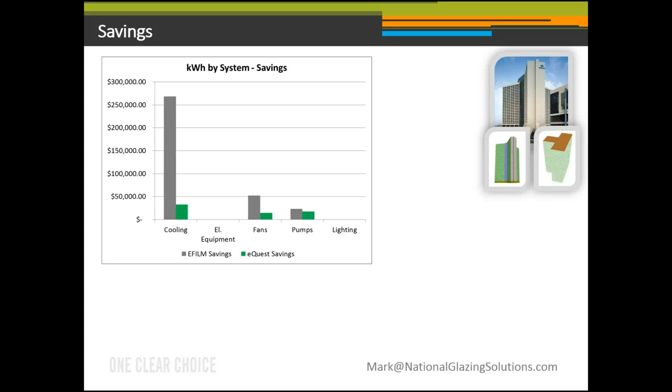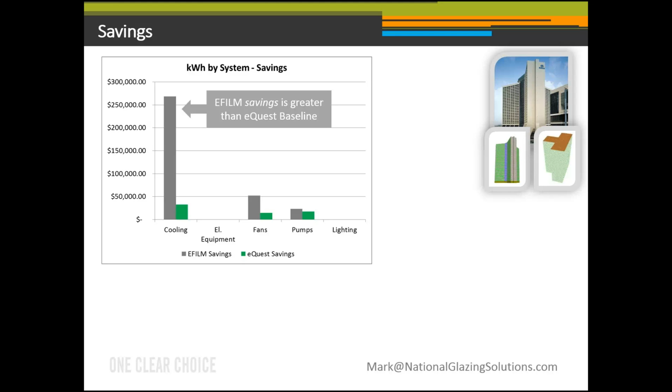The results are exactly what you might have expected. eFilm not only dramatically overestimated the baseline consumption, but also the savings. You can see here the eFilm savings is greater than the entire eQuest baseline.